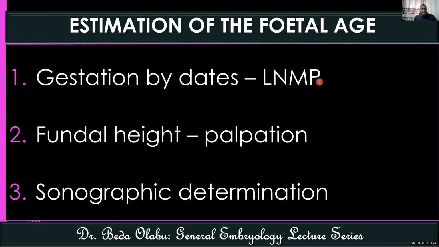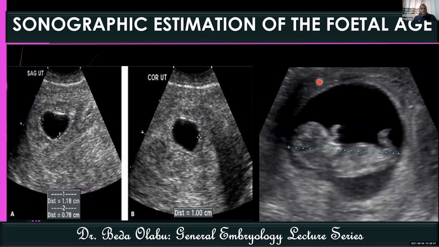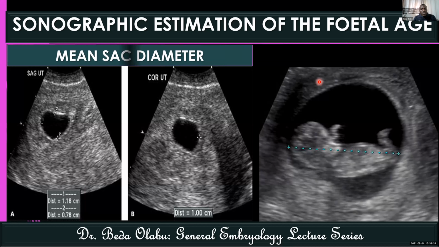Then lastly, we can estimate fetal age using ultrasound, and that's what I want us to discuss. Estimation using ultrasound recognizes whether the baby is in the first trimester or second and third trimester. In the first trimester, we estimate using two measurements. The first one is measuring the diameter of the gestational sac. So we call it mean sac diameter.